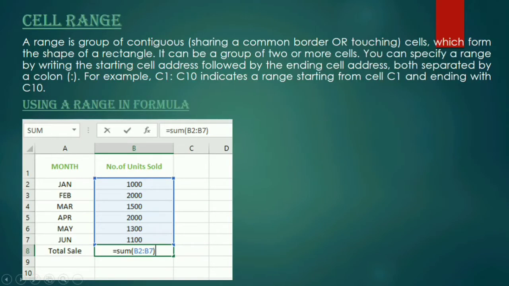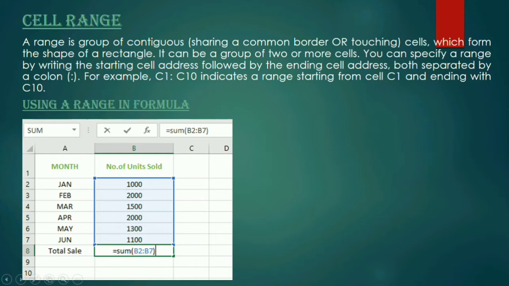Cell range means it is a group of contiguous cells which form the shape of a rectangle. That is meant by cell range. What do you mean by contiguous cells? Contiguous cells means sharing a common border, or the cells are touching each other.